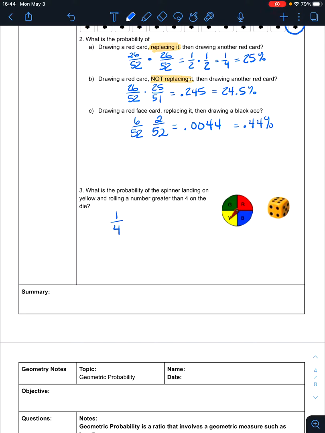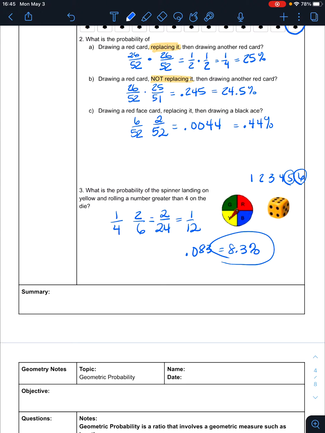And then rolling a number greater than 4. Well, it's 1, 2, 3, 4, 5, and 6. So 5 and 6 are numbers that are greater than 4. So there are 2 of the 6 that make me happy. Well, I can multiply these, and so you get 1 times 2 is 2, 4 times 6 is 24, or 1/12 in reduced fraction form, which is 0.083 or 8.3%.